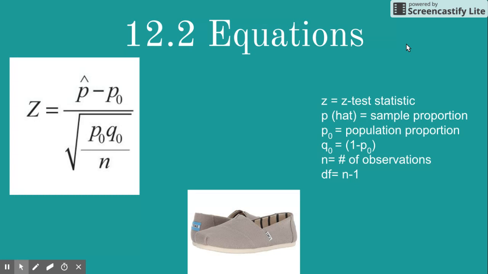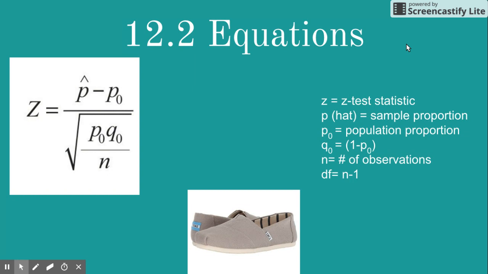So now moving on to 12.2. This is about the z-test for population proportion. Instead of using a sample, you have proportions about a sample of people. So the equation for this one is z equals p hat minus p0 divided by the square root of p0 times q0 over n. So in this equation, the z that you're trying to find is the z-test statistic, which is different from the t-test statistic in the last part of the chapter.